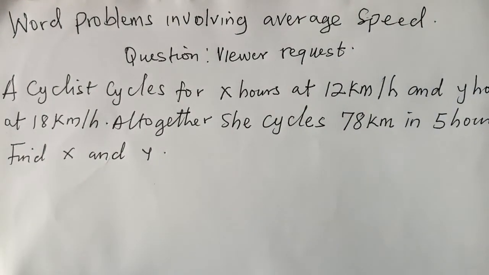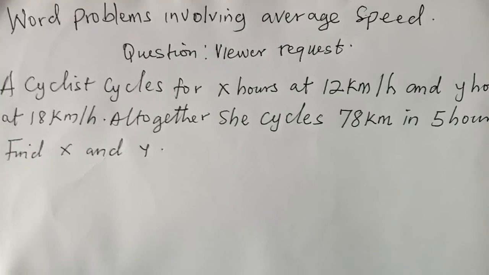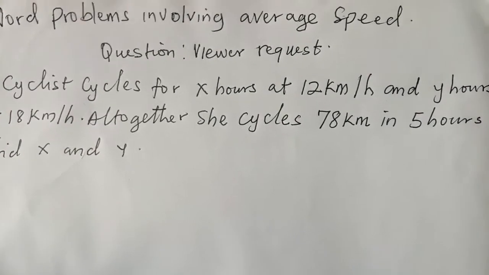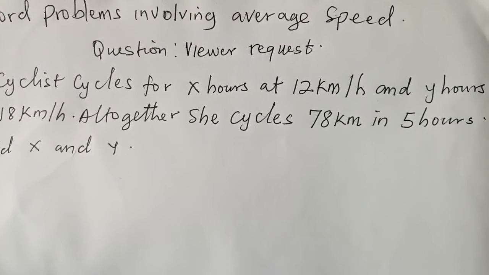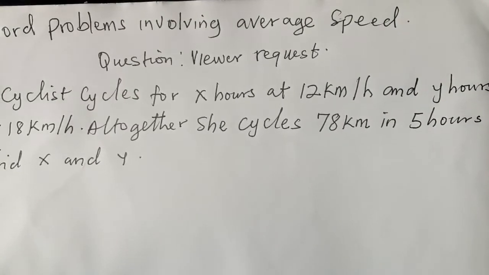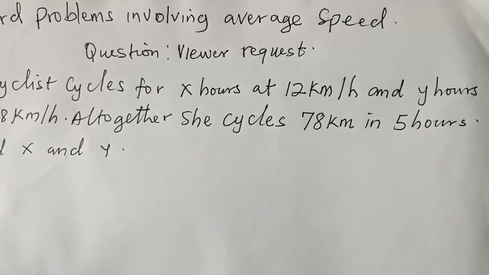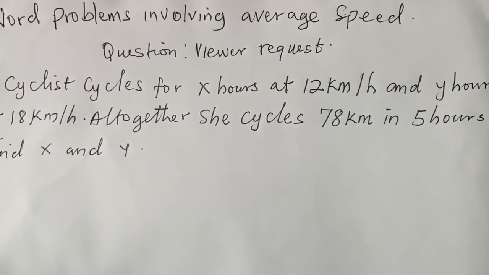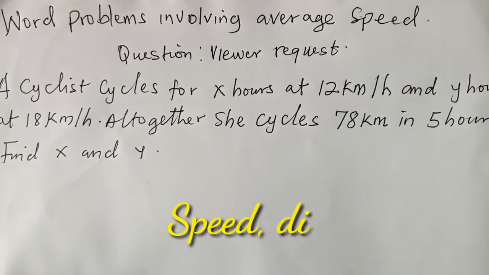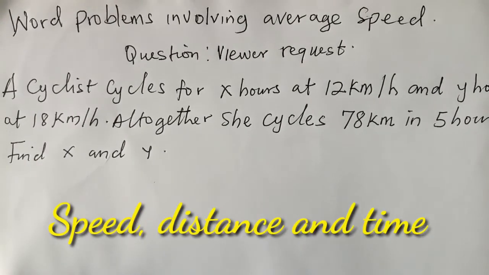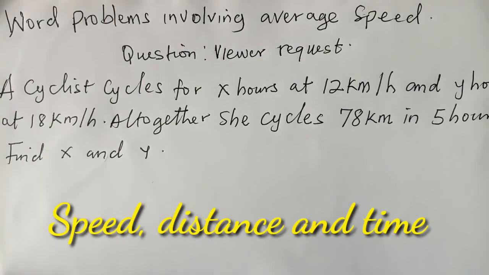This question is a viewer request. One of our viewers asked us to do this question. A cyclist cycles for X hours at 12 km per hour and Y hours at 18 km per hour. Altogether, she cycles 78 km in 5 hours. Find X and Y. This is a speed, distance, and time problem.